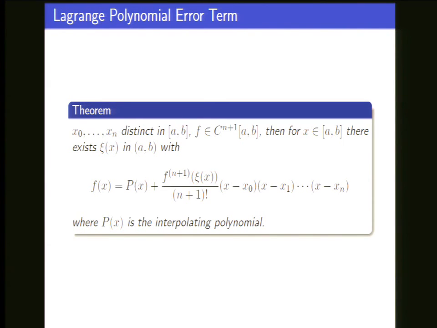All right, and now comes the bounding game that you don't like. Bound it. Bound the error. f of x minus p of x. And now we'd like to put an absolute value.